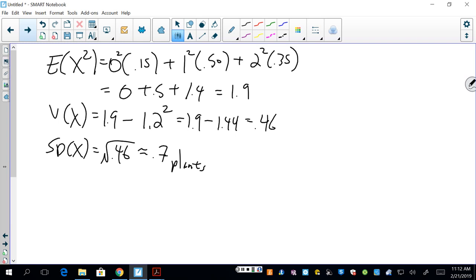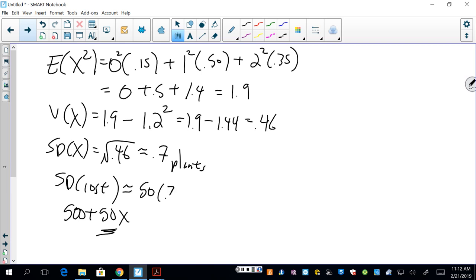Not every room has plants. There's variability, 0, 1, 2. So there's variability in the cost because the cost depends on the number of plants. So the standard deviation of the cost, again, the equation was 500 plus 50 times x. There's this multiplier of 50. So it works as 50 times 0.7. So there's a standard deviation of about $35 per room.